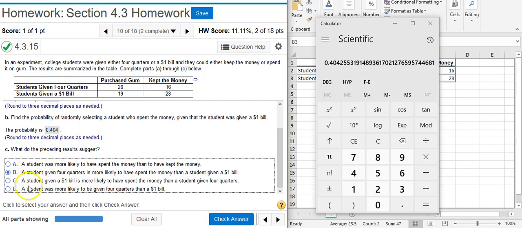It's actually the reverse. And then answer option D says a student was more likely to be given 4 quarters than a $1 bill. Well, the problem statement doesn't say anything about how students were selected for each of the categories or groupings. It just says that they were selected. We presume that it's random, but we don't really know because there's nothing about it said in the problem statement. So it looks like answer option B is the one we're going to go with.